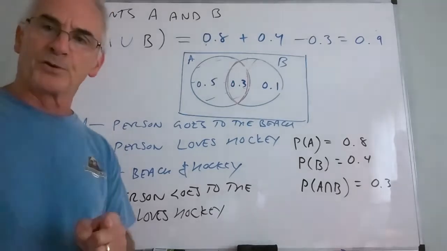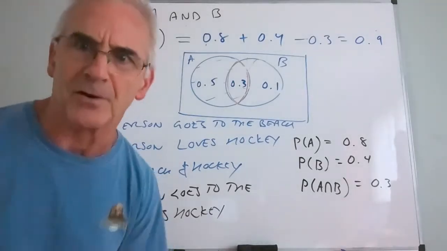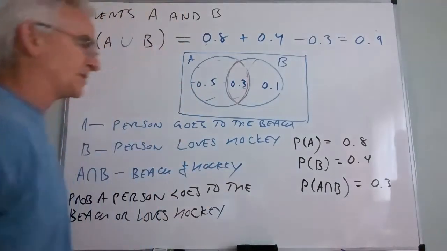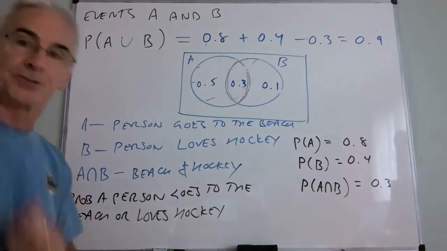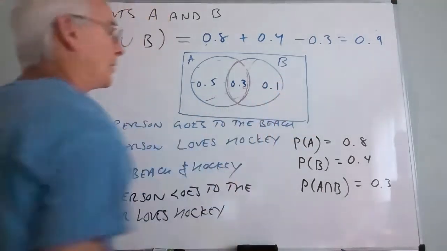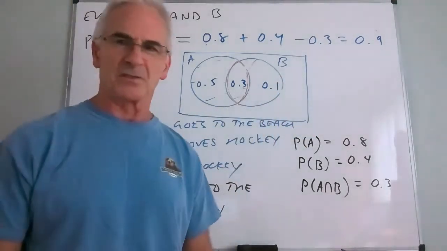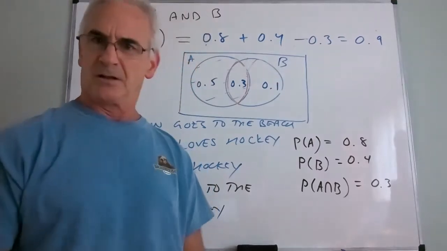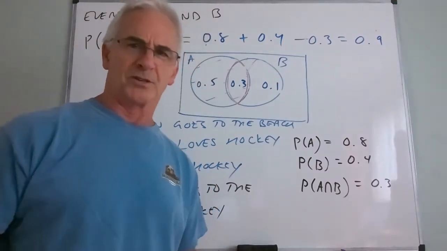What's the probability a person goes to the beach and doesn't love hockey? That's the 0.5. What's the probability a person loves hockey but doesn't go to the beach? That would be the 0.1. What's the probability a person doesn't love hockey and doesn't go to the beach? Boy, this is a really boring person. You don't want to invite them over.